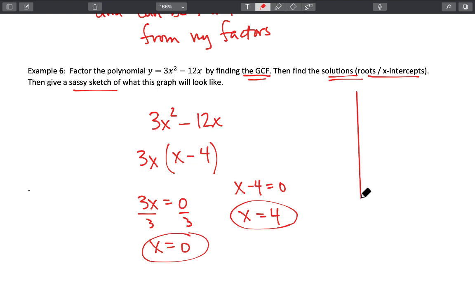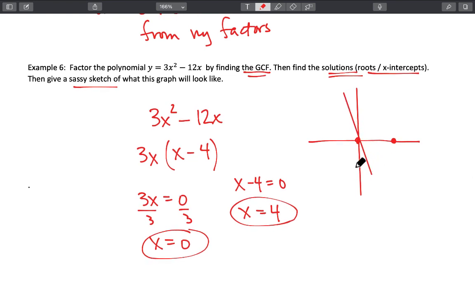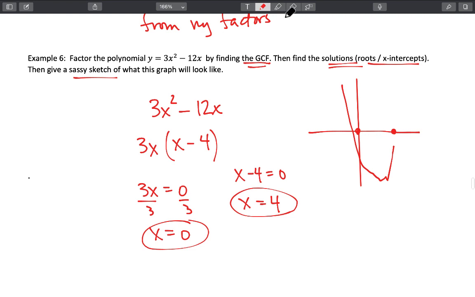And if I want to do a sassy sketch here of what this parabola might look like, it looks like it's going to pass through the x-axis at 0 and at 4. This is going to be a parabola that opens up, so we're just going to say it's, whoa. It looks something, not so straight. That looks something, oh boy, my marker's really going off track here. Let's try this one last time and see if we can get it. There we go. That's what that might look like.